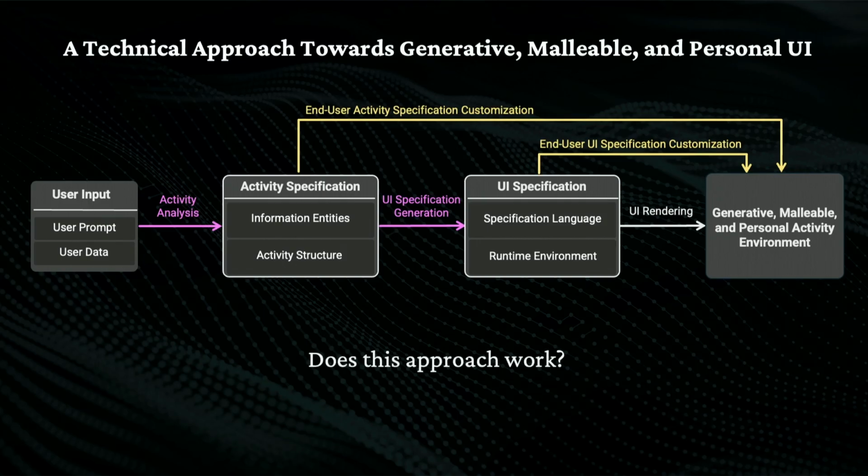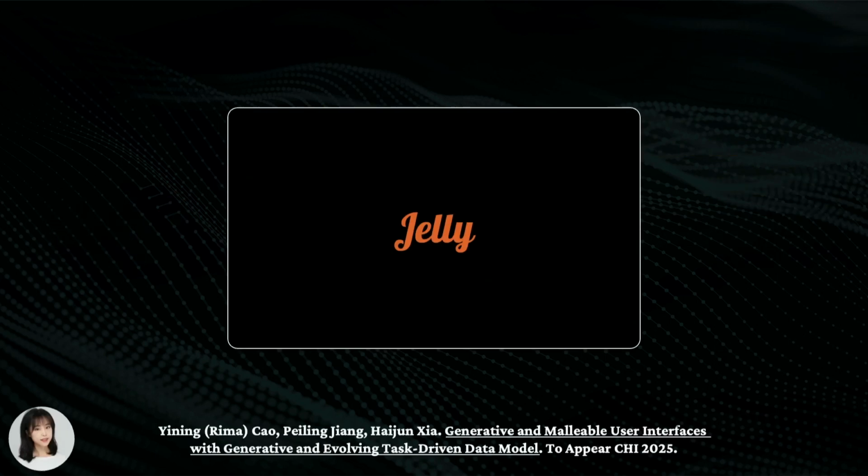So does this work? We have this pipeline, but will it actually generate something useful? My PhD student, Rima, built this system, Jelly, which explores this pipeline and its efficacy. I'm going to play a 4-minute video of a user using Jelly to achieve an information activity. So let's take a look.